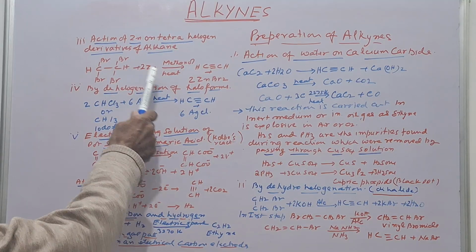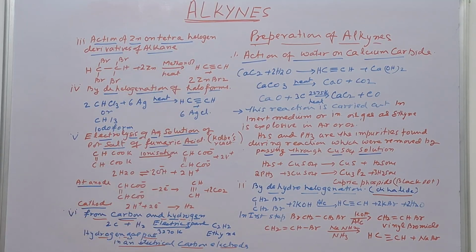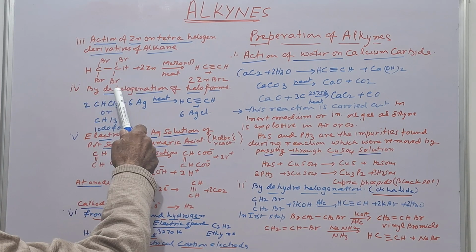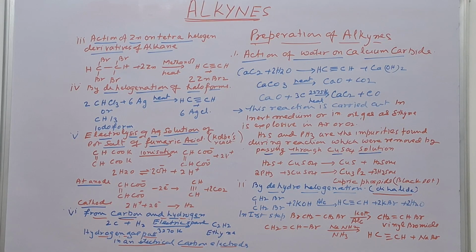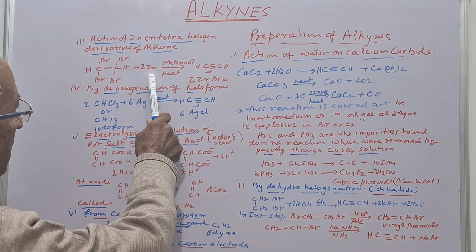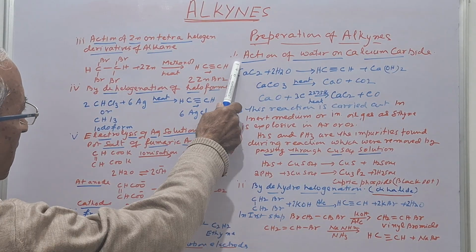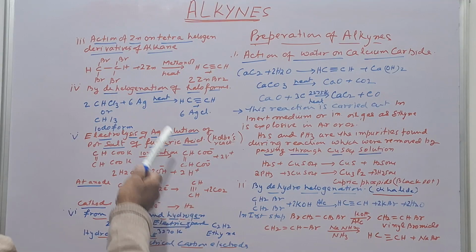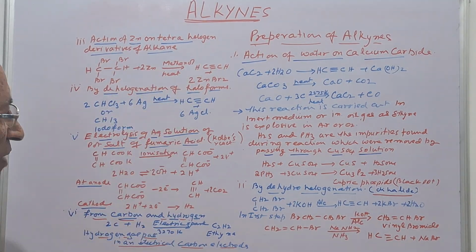Now third is the simple action of zinc on tetrahalogen derivatives of the alkanes. Here, if we take the example of tetrabromoethane, when it is heated with zinc in methanol, it forms ethyne and zinc bromide. It is a simple preparation, the action of zinc on tetrahalo derivatives of the alkanes.